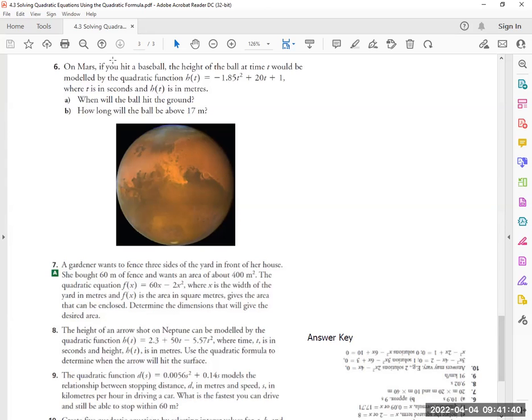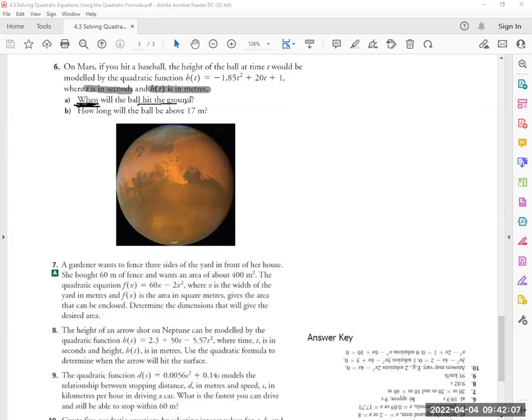Okay, here we go. On Mars, if you hit a baseball, the height of the ball at time t would be modeled by the quadratic function h of t equals negative 1.85t squared plus 20t plus 1. t is in seconds. I have to remember this. And the y value, h of t, is in meters. When will the ball hit the ground?